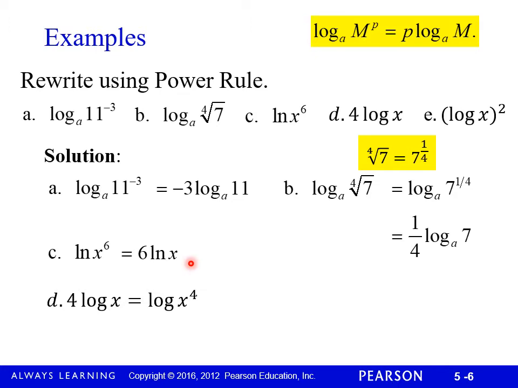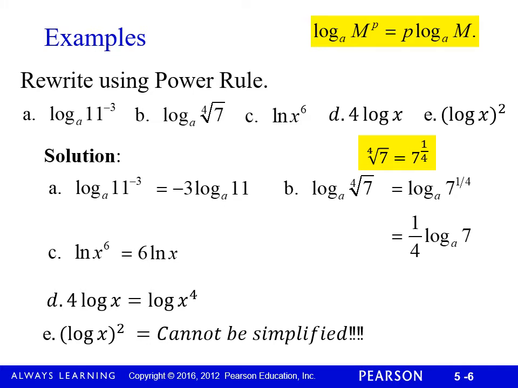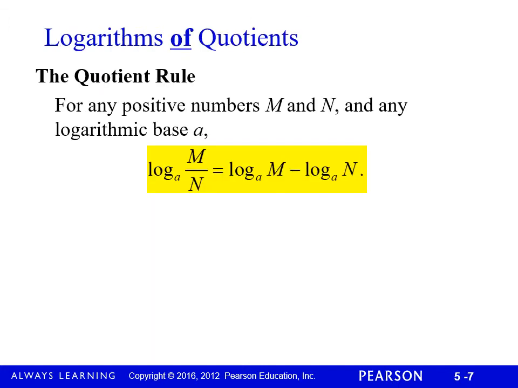For d, 4 log x, we have a multiplier in front. We can take that multiplier and turn it into the exponent on the argument. So 4 times the log of x is the same thing as the log of x to the 4th power. For e, this cannot be simplified. Again, we're applying the power to the entire log, not to the argument of the log. So this cannot be simplified. It's not part of the power rule.